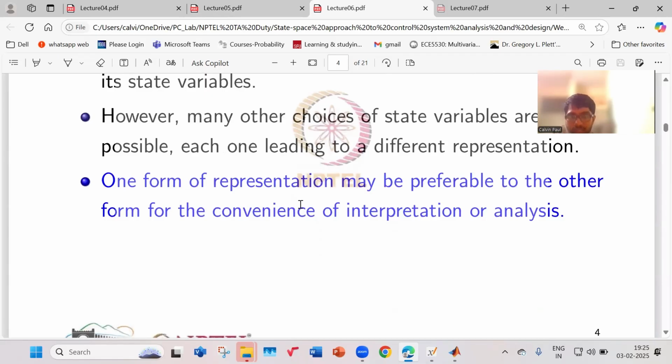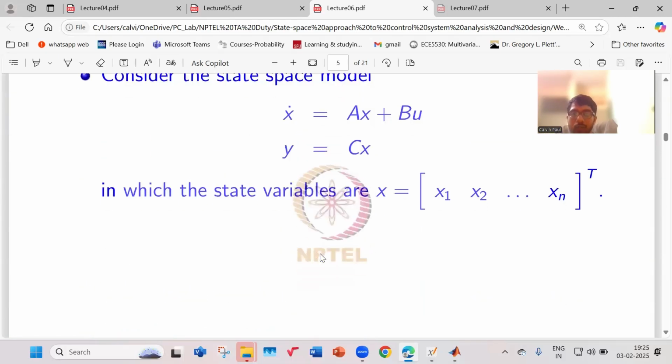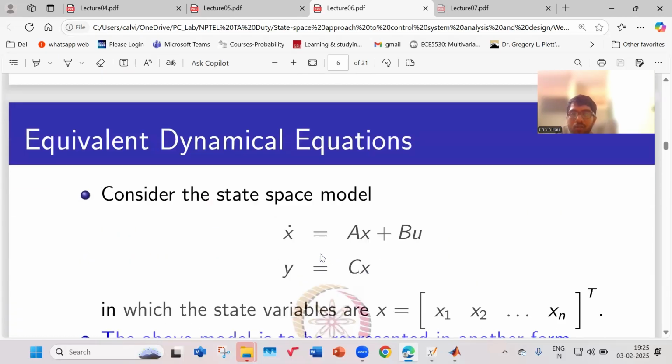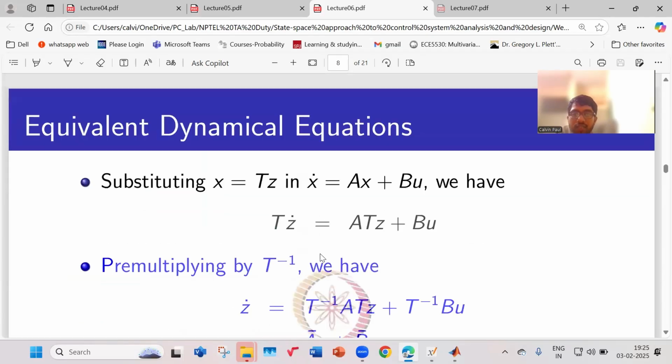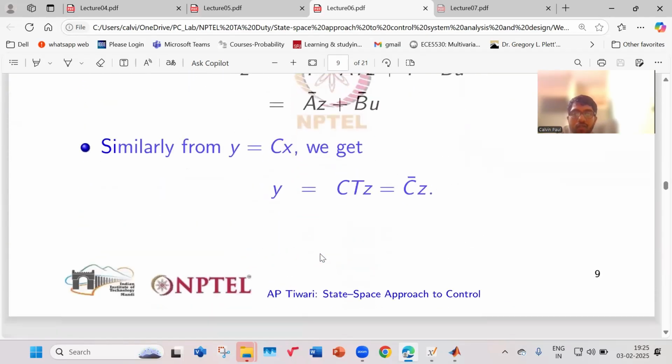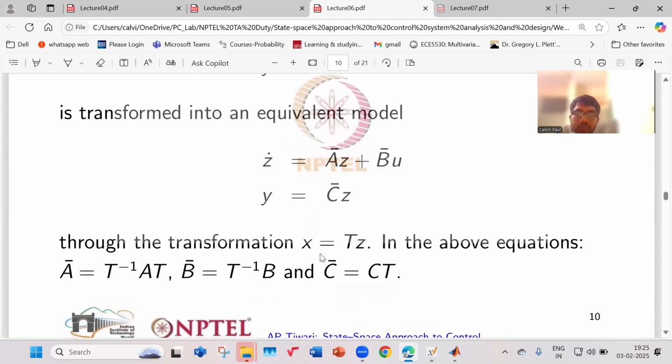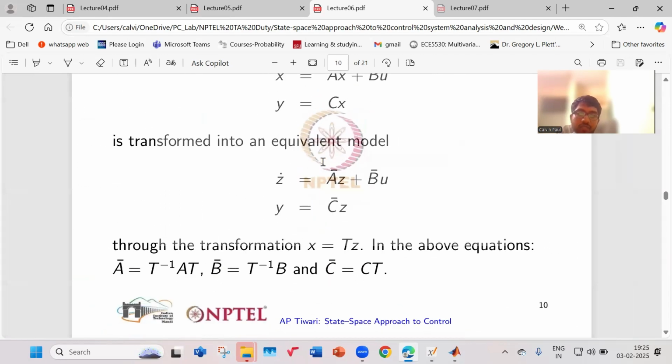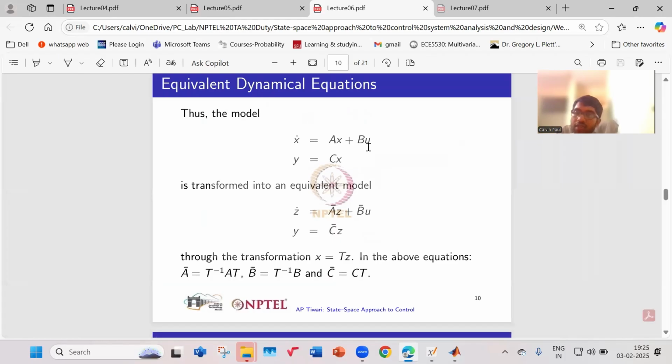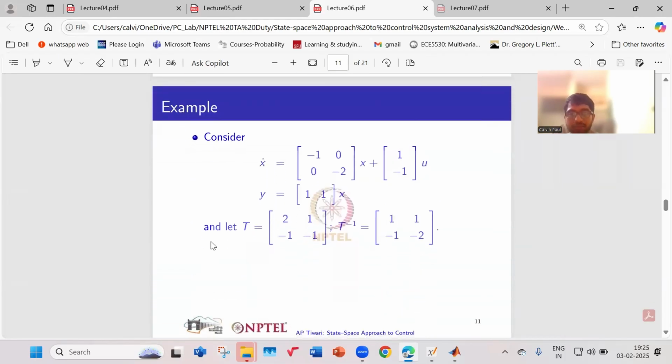So that's what is written, that one form of representation is preferable to the other form so that it is easier to interpret and analyze. So this is our state space model, and here sir has done the derivation which I just showed, how we got those variables. Okay. So what happens is x dot equal to Ax plus Bu and y equal to Cx is transformed into an equivalent model where z dot equal to A bar z plus B bar u and y is equal to C bar z. Okay. So this is a simple way.